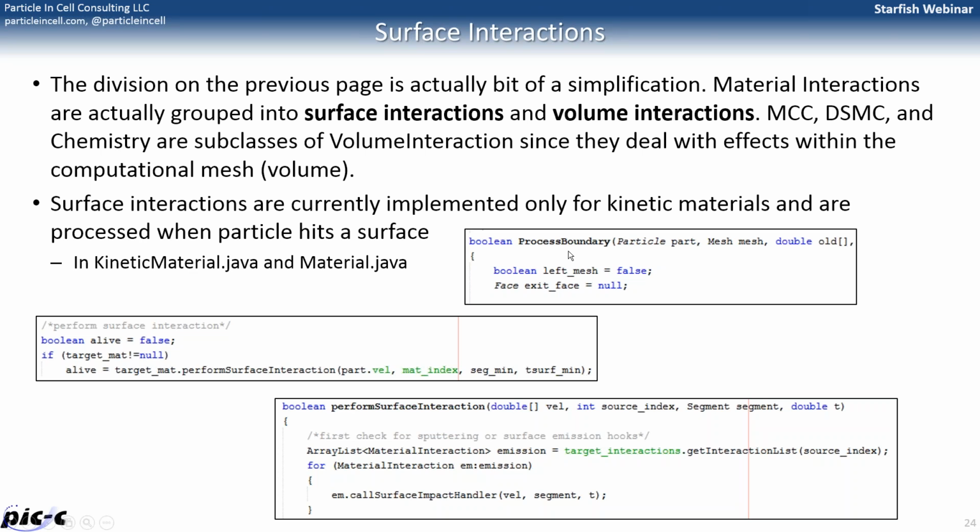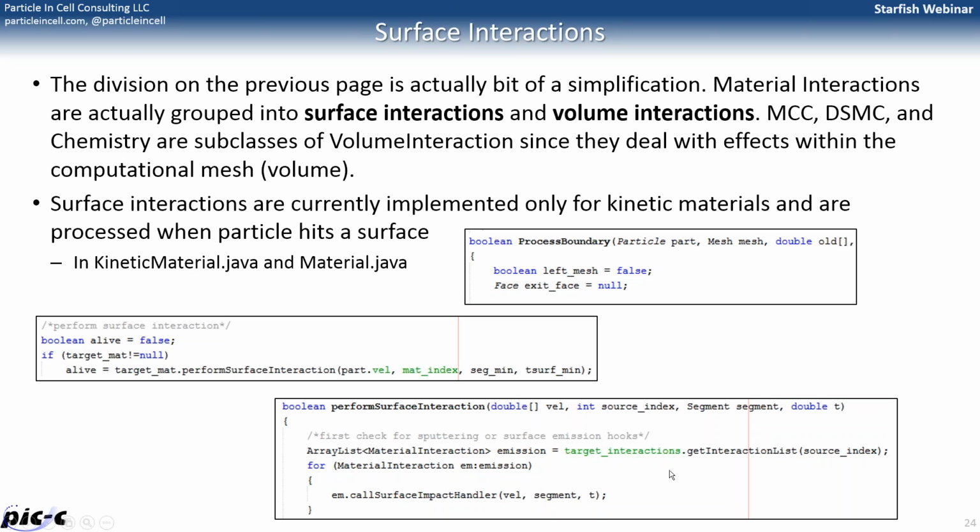But currently, in kinetic material.java, when I'm moving particles, for each particle, I call a function called process boundary, which determines whether the particle left the computational domain or if it hit a surface. And if it hit a surface, then I figure out what the material of this target surface is, and then I call the perform surface interaction function on this target material. This is just a little bit of the code, what that looks like.